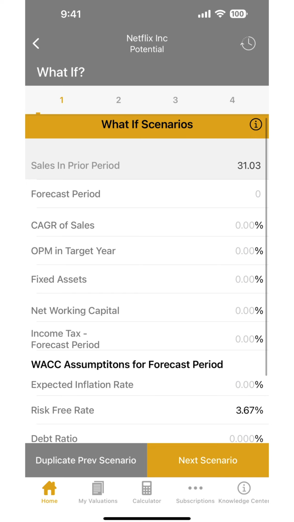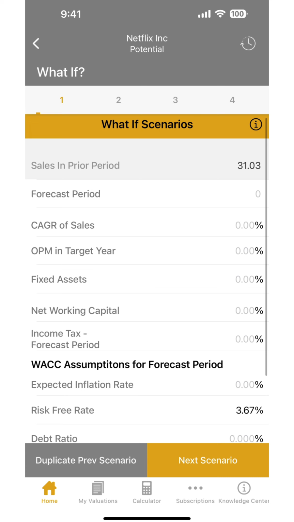There are 4 scenarios in which the value drivers for all the scenarios must be entered before computing value. Let us now enter the value drivers for all the scenarios for the forecast period and terminal period. Please refer to the history icon for historical data for each value driver on the top right of the screen. Sales in prior period is pre-filled and is non-editable.